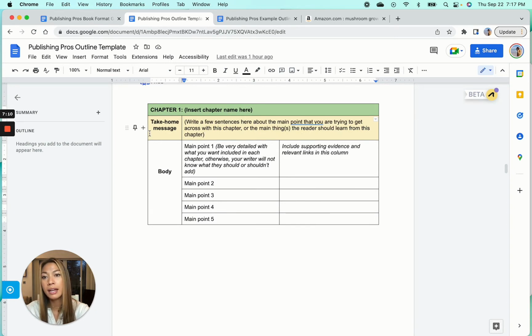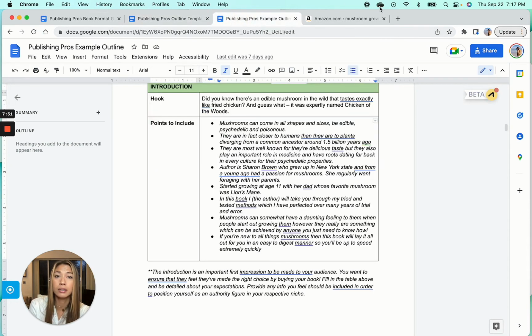Again, you have your take-home message. You're just going to write a few sentences about the main ideas and the main points that the reader should gain from this first chapter. All the chapters are the exact same template as this, but you again want to be very detailed and include supporting evidence or relevant links. So let's flick back over to the example here.